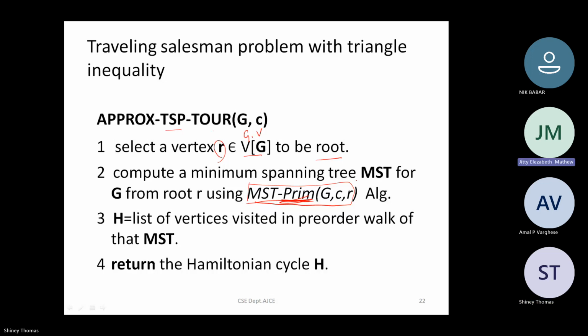Everyone gone? The minimum number of edges possible to include, and the main thing is there should be no cycles, because it is a tree. So you can say a subset of edges that connect all the vertices together, but without any cycle. And the minimum is because the total cost should be minimum. So you can say a minimum spanning tree.